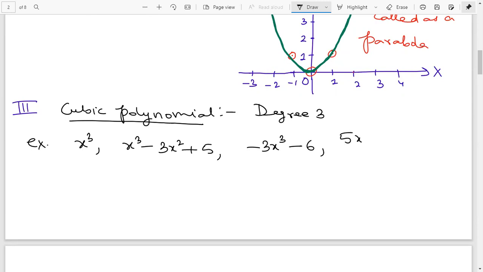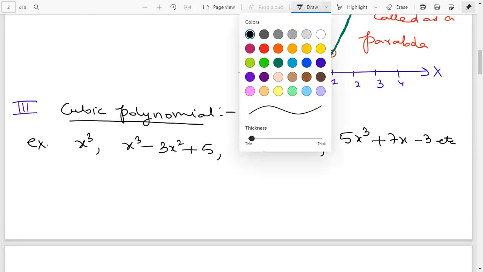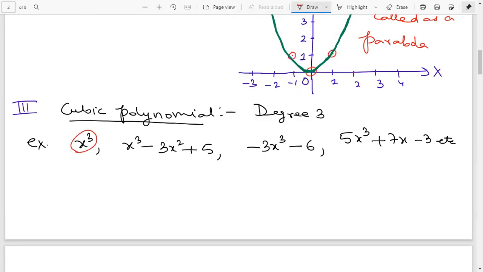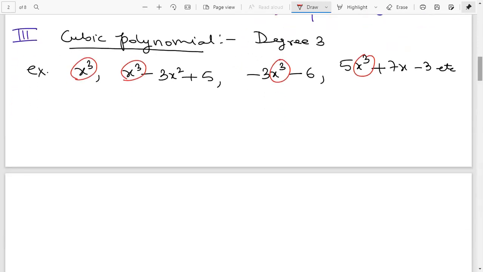Then 5x cube plus 7x minus 3, etc. So always we will focus on degree, which means the maximum power of x. The maximum power of x we can say is 3, and since the degree is 3, that means it is a cubic polynomial. Now we will see the graph of this cubic polynomial.